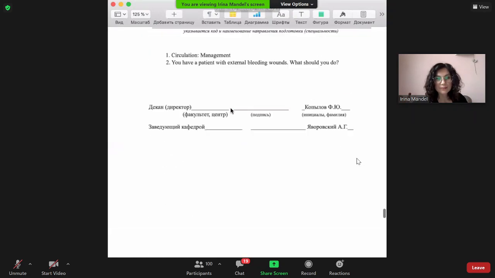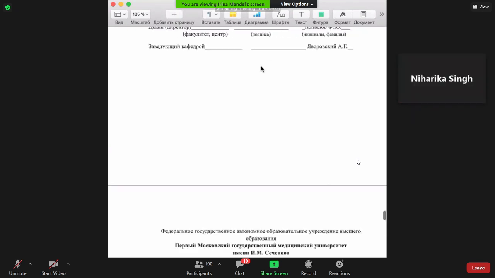So, for the external bleeding wound, you should apply the tourniquet. If there is a bleeding wound from the carotid artery, you shouldn't apply the tourniquet. You should push this artery with your fingers. Do not allow the bleeding to continue. And wait for surgeons.